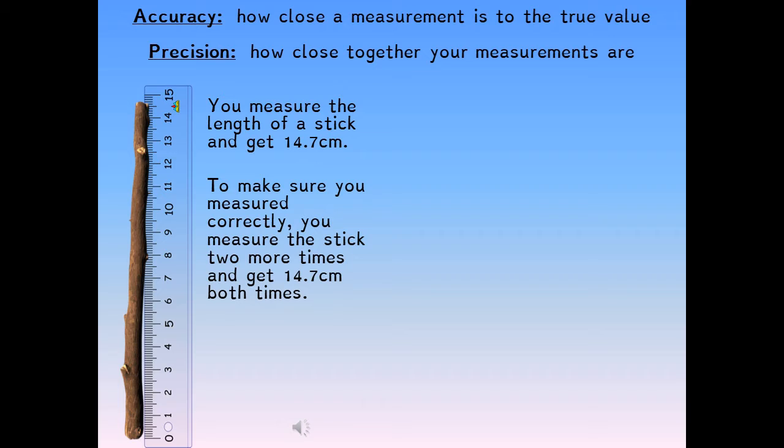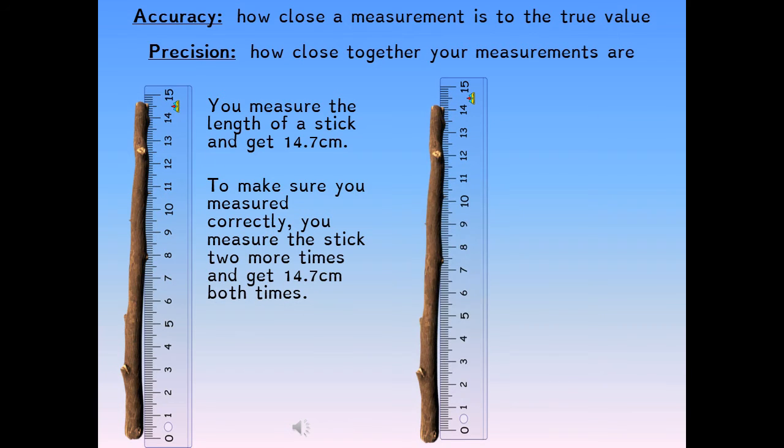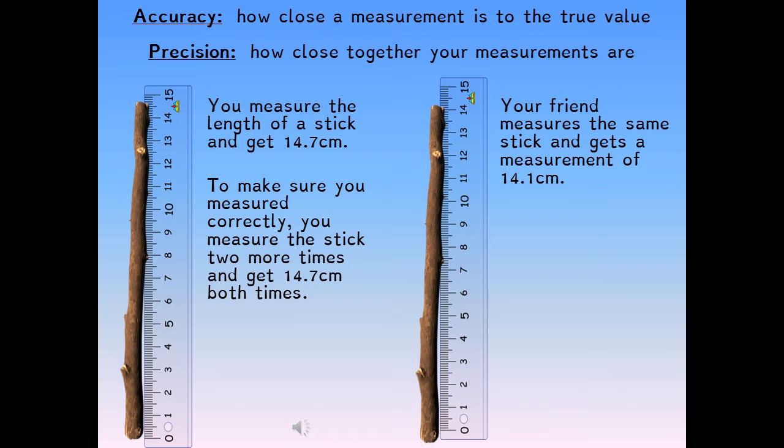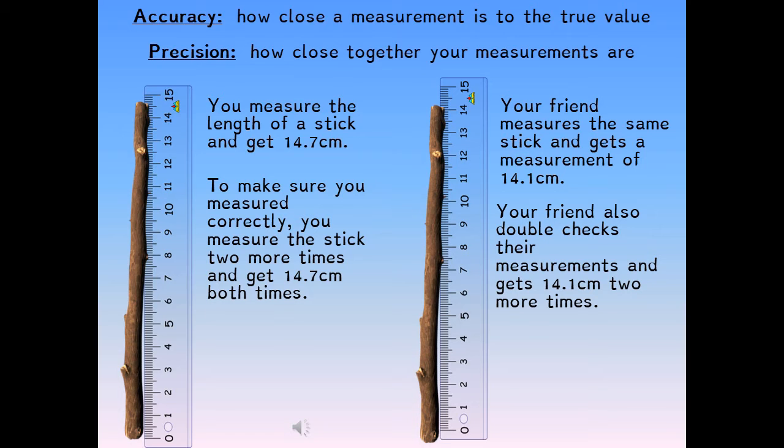To make sure you measured right, you measure the stick 2 more times and get 14.7 centimeters both times. So then you hand your stick over to your friend and say, hey, double check my measurements for me. Friend says, okay. So your friend measures the stick. Same ruler, same stick, and your friend gets 14.1 centimeters. So your friend says, well, I only got 14.1. Let me measure it again. So your friend also double checks their measurements and gets 14.1 centimeters 2 more times.